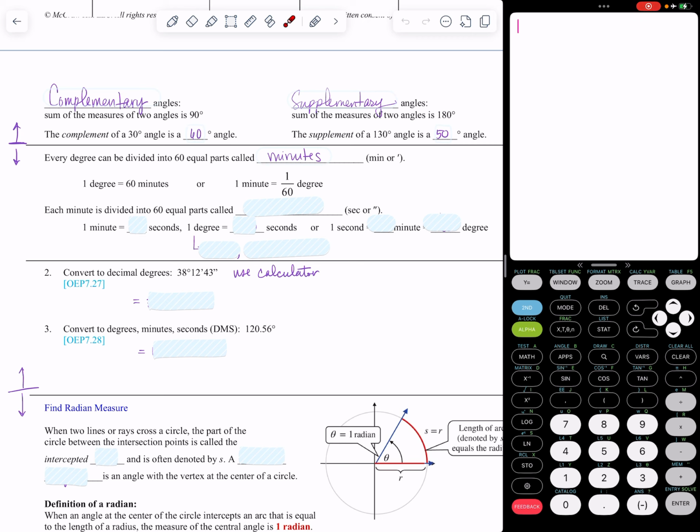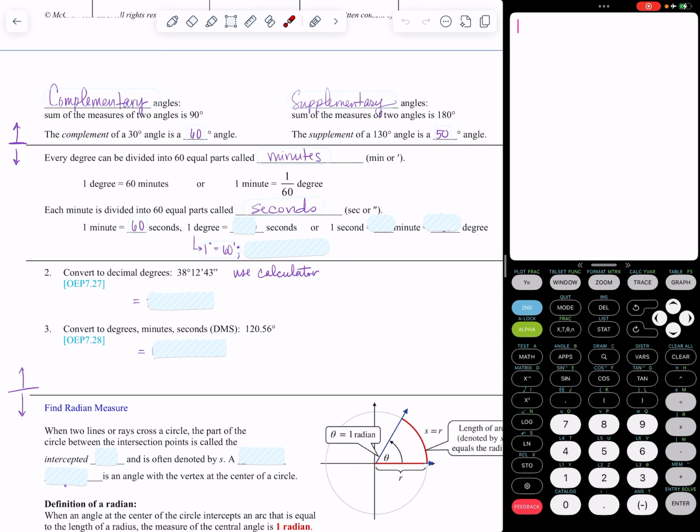Every single minute is divided into 60 equal parts. Each one of those is called a second. Notice there we're going to be using the double apostrophe for that symbol. 1 minute is equal to 60 seconds. Remember that 1 degree is equal to 60 minutes from right up here.